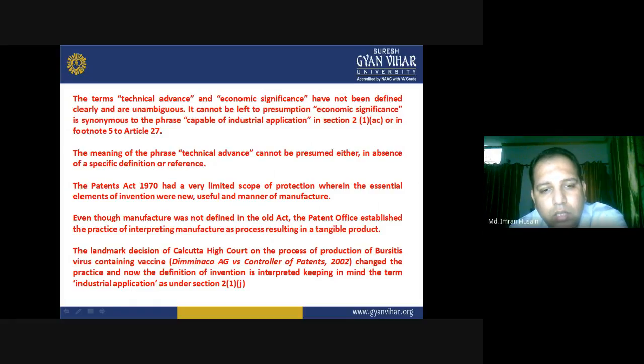The landmark decision in the Calcutta High Court on the process of production of a virus-containing vaccine, Dimminaco AG versus Controller of Patents of 2002, changed the practice, and now the definition of invention is interpreted keeping in mind the term industrial application under Section 2(1)(j).